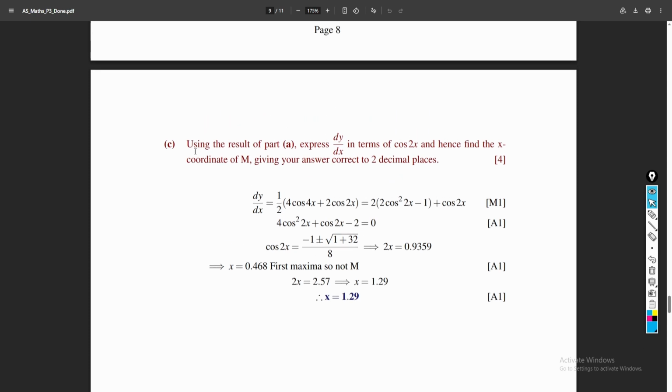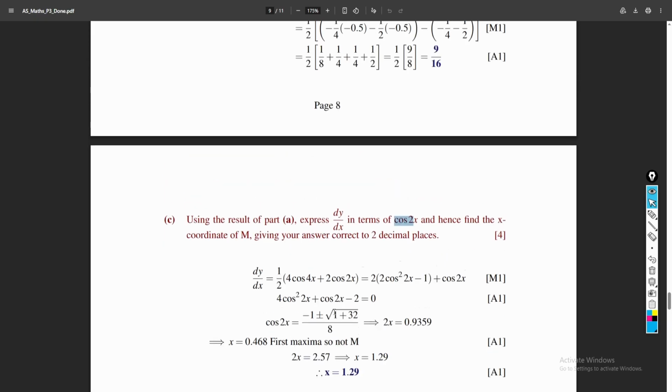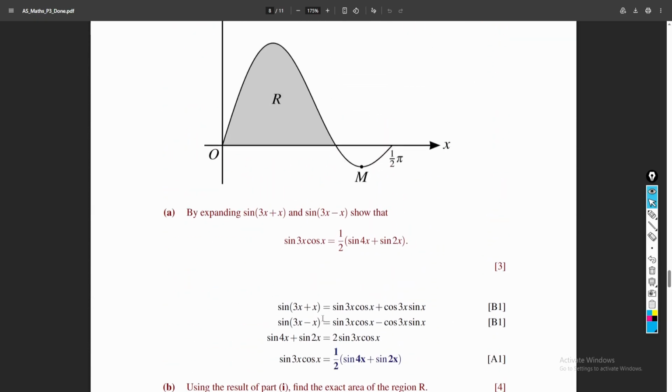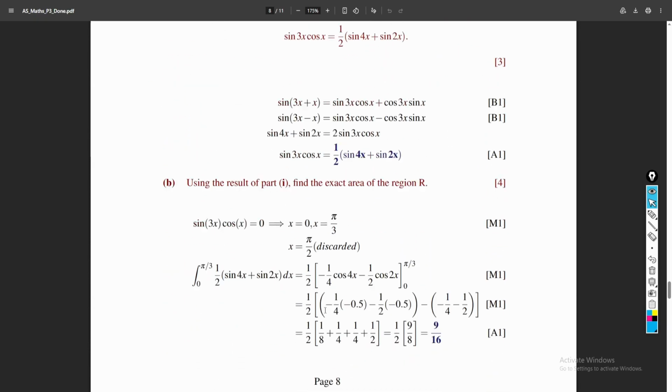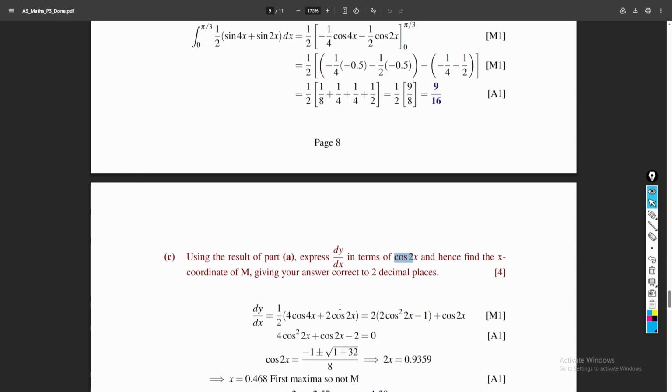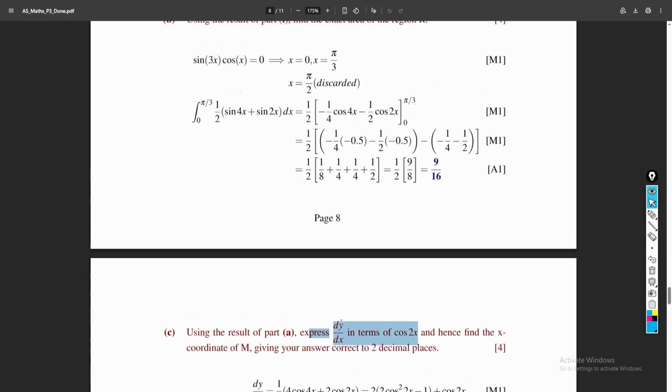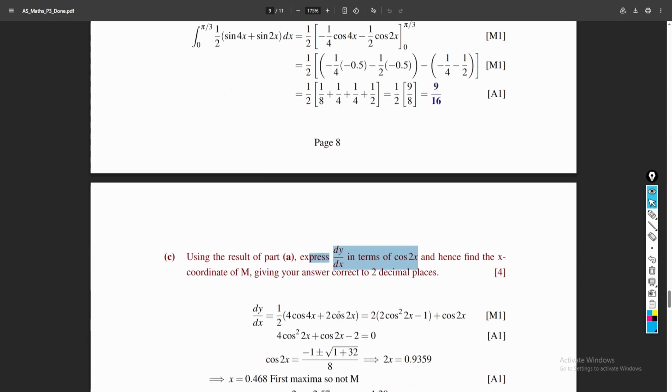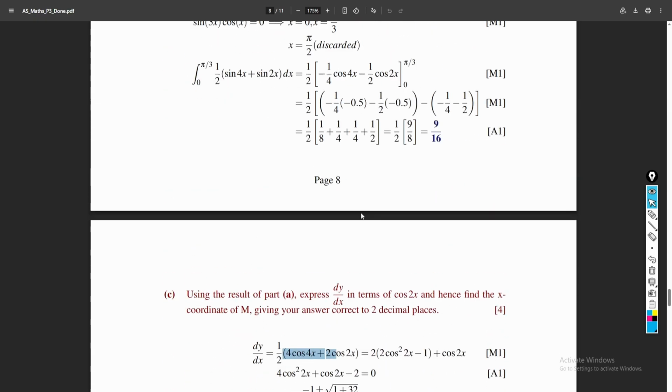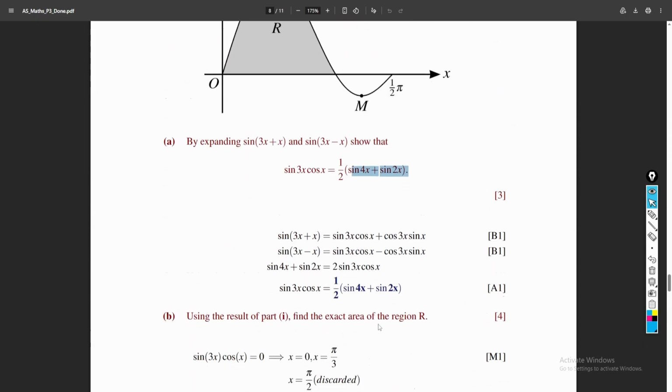So over here, using the result in part A, express dy by dx in terms of cos 2x, and hence find the exact value of m. So express dy by dx in terms of cos 2x. Okay, so we need to differentiate it first. We simply take the equation and differentiate it. Which version do we differentiate? We differentiate this version, because it's simpler to differentiate.